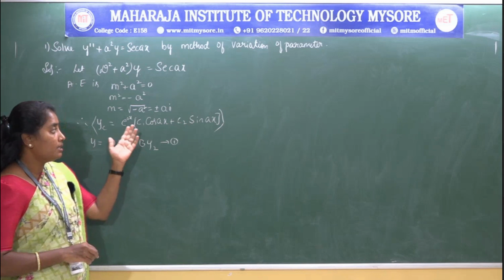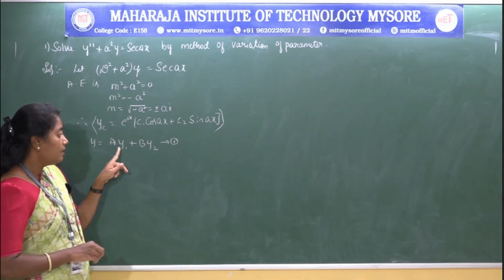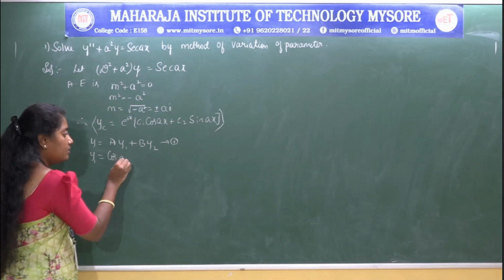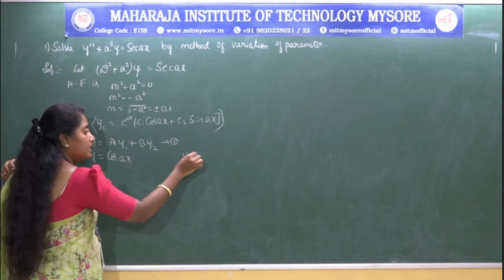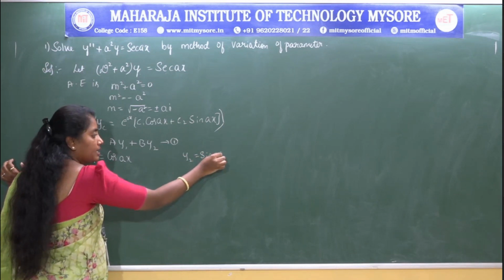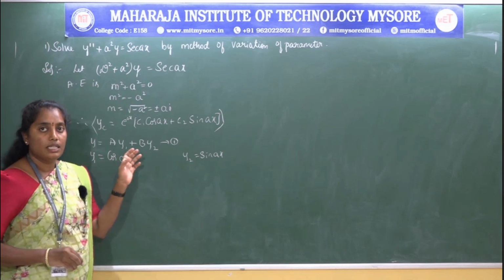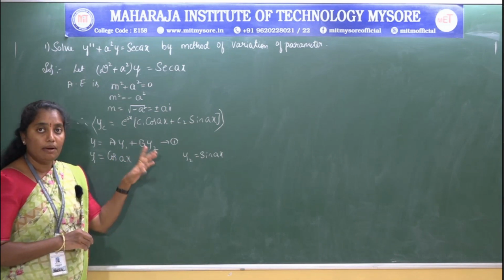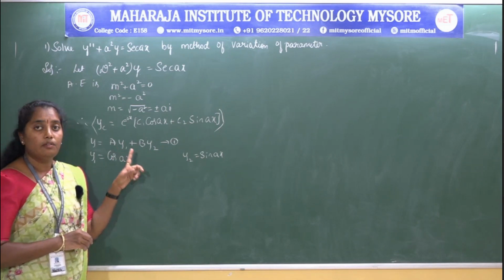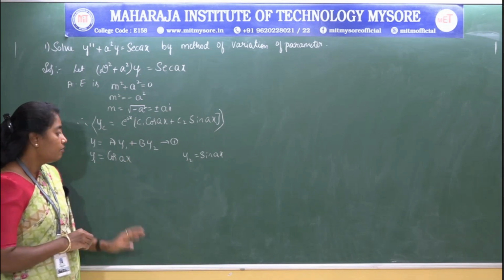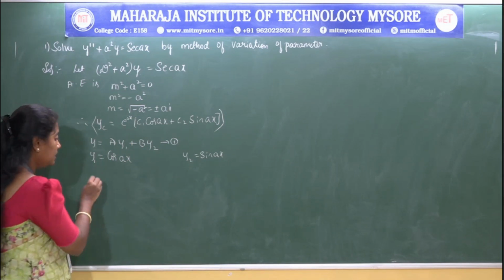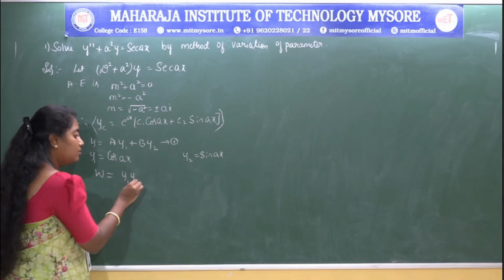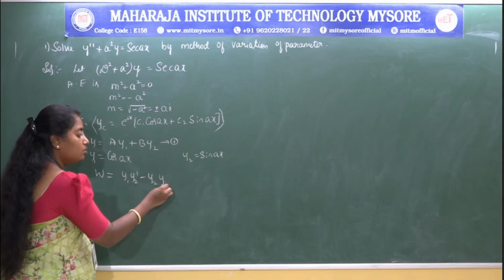We are changing the parameters c1, c2 to a and b, where y1 is equal to cos ax and y2 is equal to sin ax. So the complete solution of this equation using variation of parameter method is a y1 plus b y2. The remaining part is to find the values of a and b and replace them. For that, we have to find the Wronskian, which is represented by w, and the expansion is y1 y2 dash minus y2 into y1 dash.